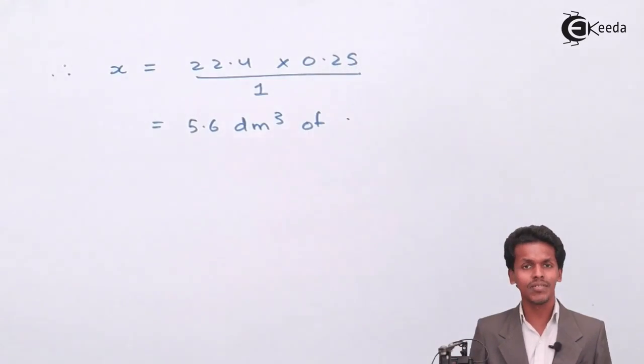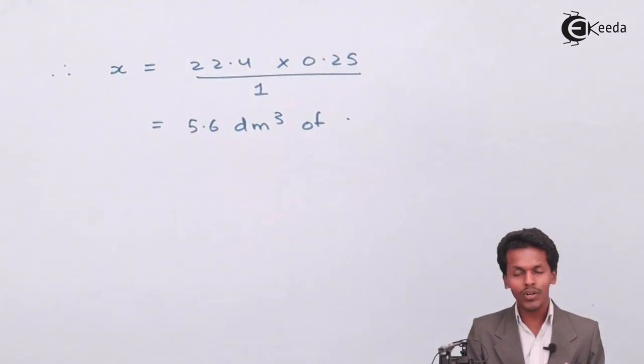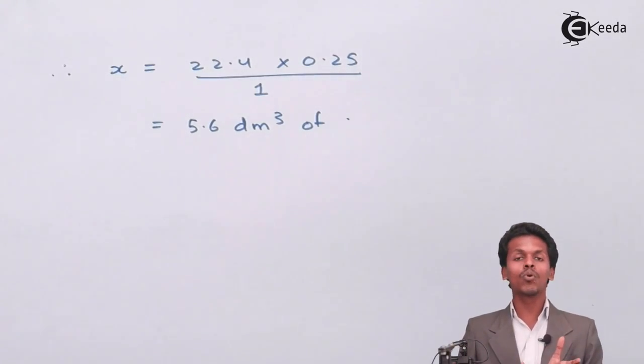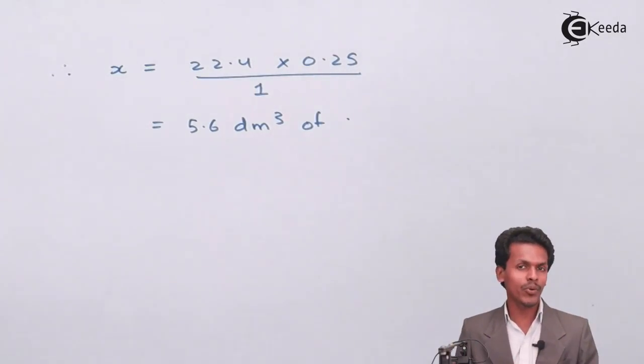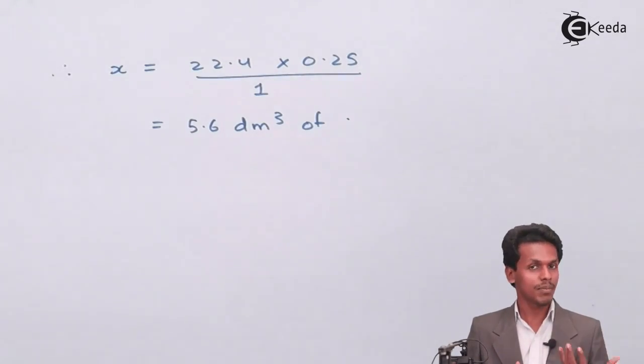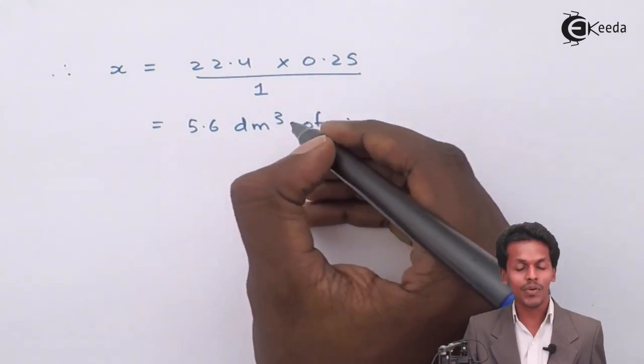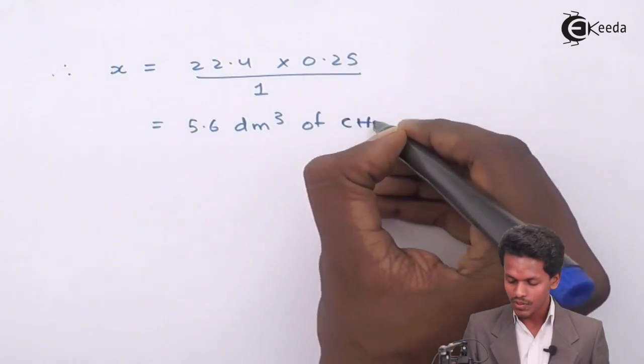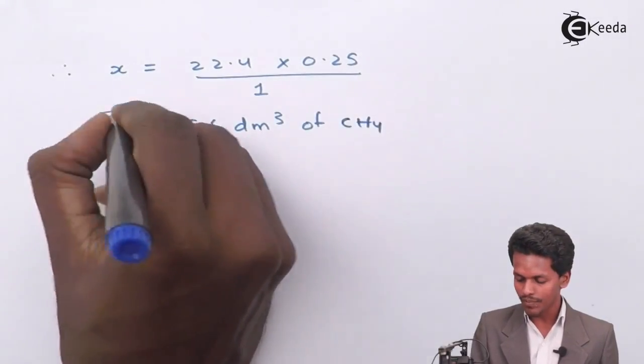But we are not talking about oxygen here. We are talking about a relationship, that 1 mole of methane will occupy 22.4 dm cube of methane. So 0.25 mole of methane will be 5.6 dm cube of methane. So this is the value of X that we have got.